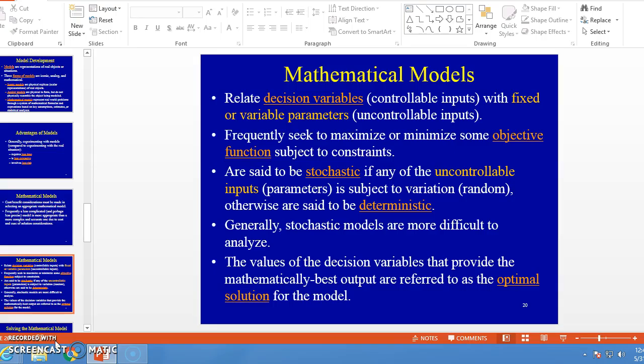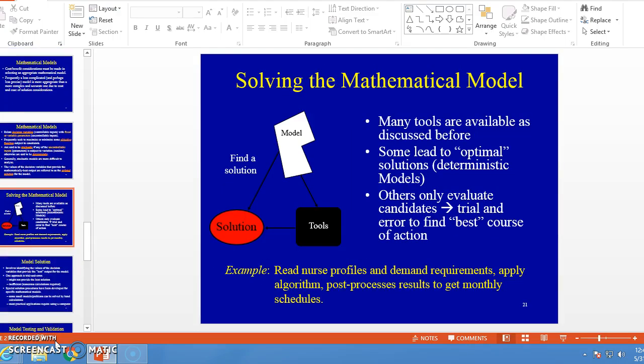They relate decision variables with fixed or variable parameters. They frequently seek to maximize or minimize some objective function subject to constraints. Models are said to be stochastic if any of the uncontrollable inputs is subject to variation, otherwise they are said to be deterministic. Generally, stochastic models are more difficult to analyze. The values of the decision variables that provide the mathematically best output are referred to as the optimal solution for the model.